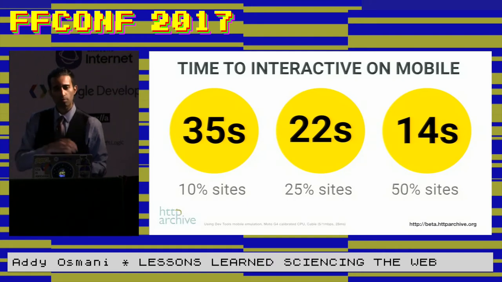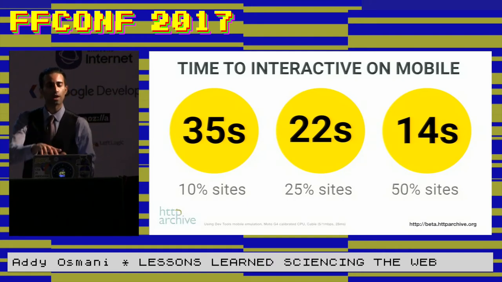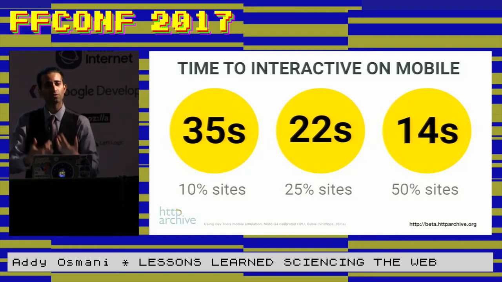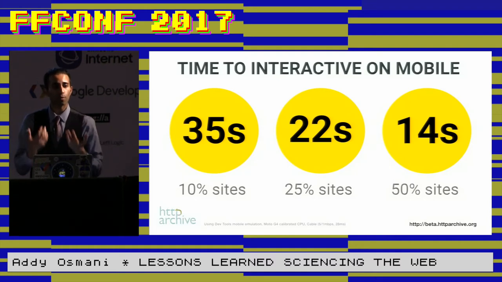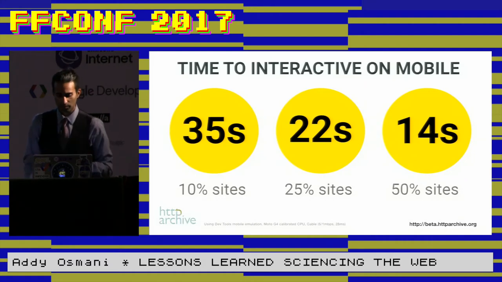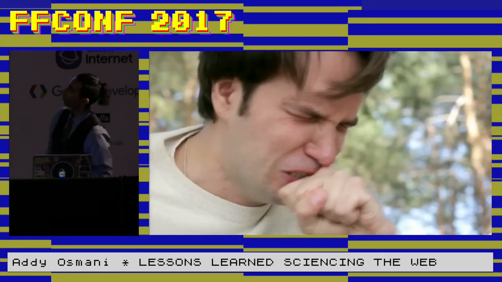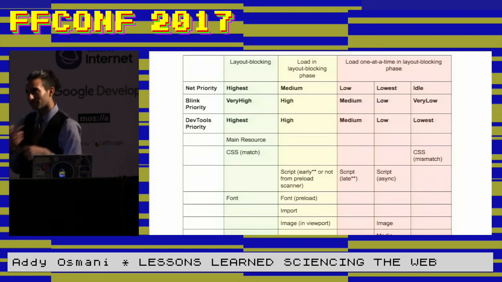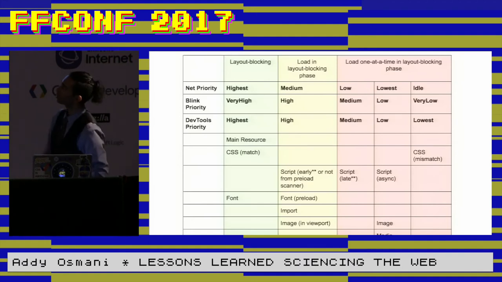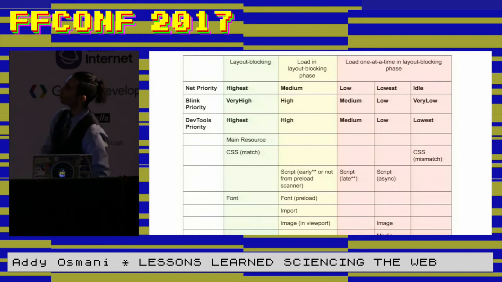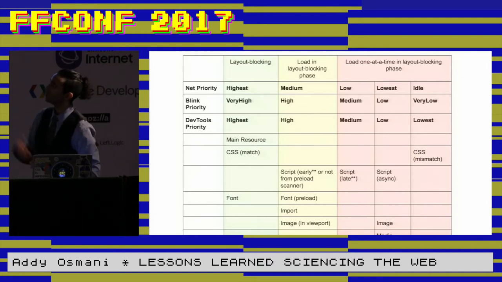And so in addition to just making sure that you're shipping down code that the user actually needs, we can also do other things, like making sure that we as developers are informing the browser of what we think is the most important thing in the page. We want to kind of avoid places where Gary can be sad. So let's take a look at what resource prioritization looks like in a browser like Chrome. So this is what our schema for prioritization looks like. Layout blocking resources like CSS or fonts get a very high priority in our network stack.